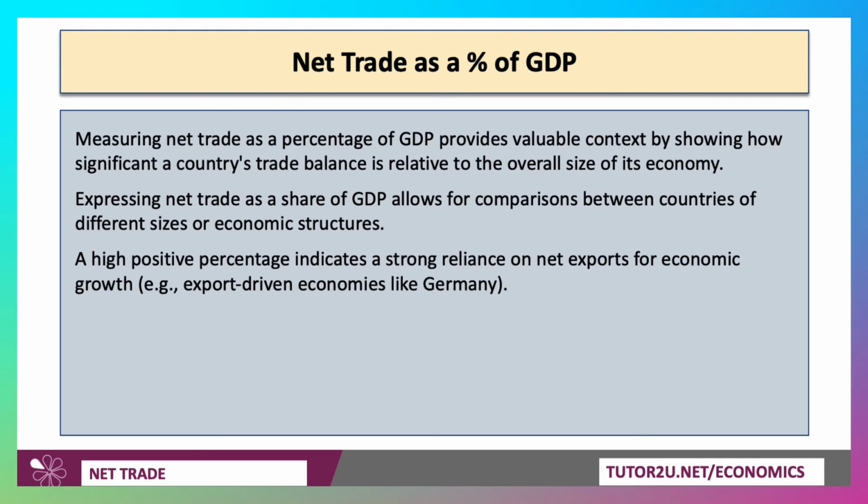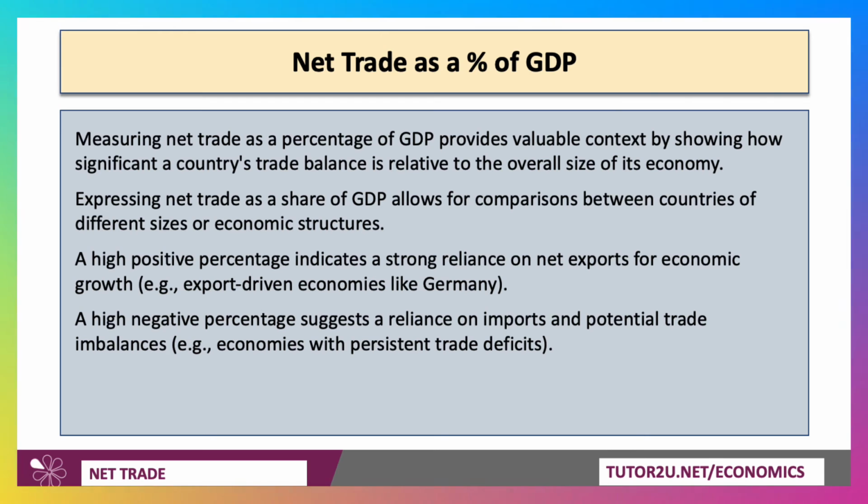A highly positive percentage, Germany for example, or Singapore or Norway, indicates a strong reliance on net exports for economic growth. South Korea, for example, is a strongly export-dependent economy. Whereas a high negative percentage suggests a country might have a very high propensity to import and potentially significant trade imbalances, particularly for countries with persistent trade deficits.